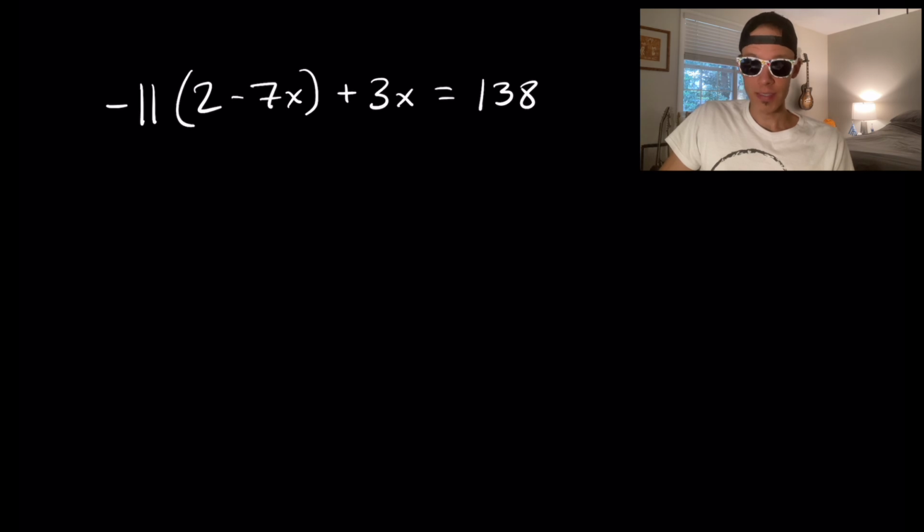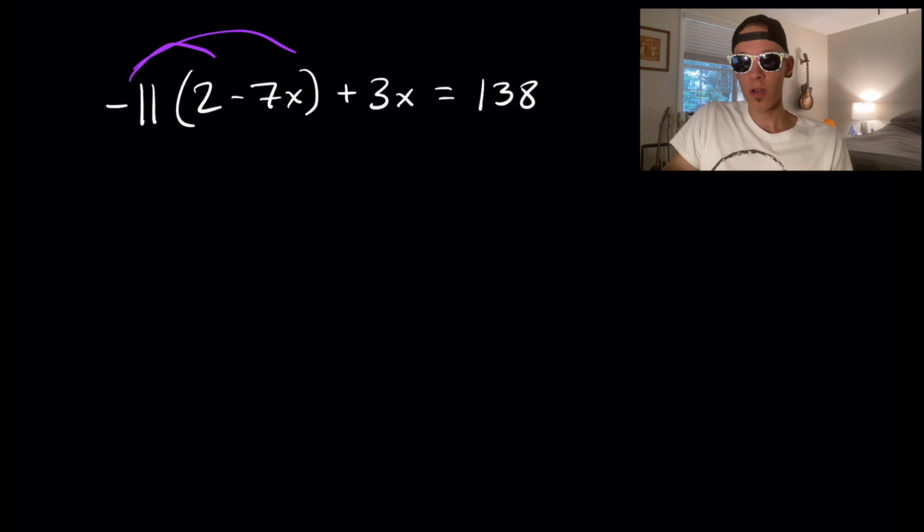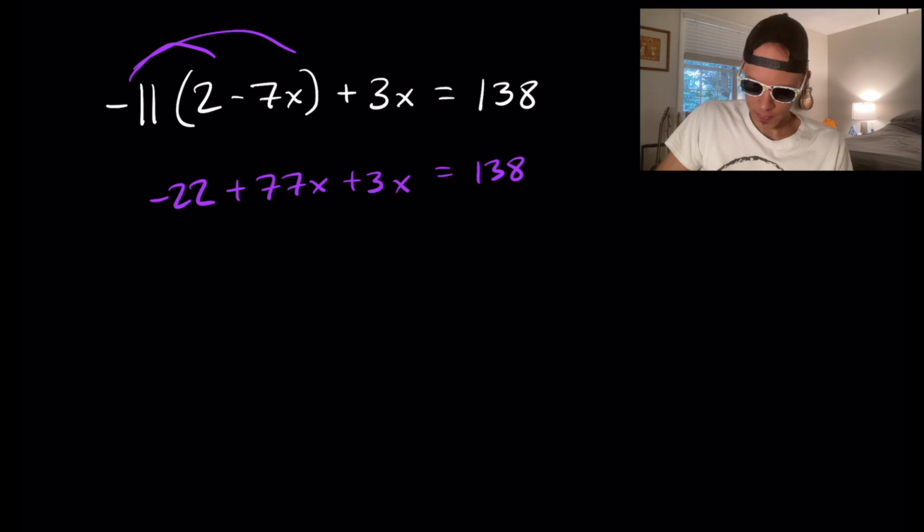All right, for this one, I see that I can use the distributive property right over here. There's nothing wrong if you see the distributive property, and just go ahead and do that first and get it out of the way. So let's just do that in this one to show that it doesn't matter. So negative 11 times 2 is negative 22. Negative 11 times negative 7x. Remember, this negative is attached to the 7x. We'll have plus 77x plus 3x is equal to 138.